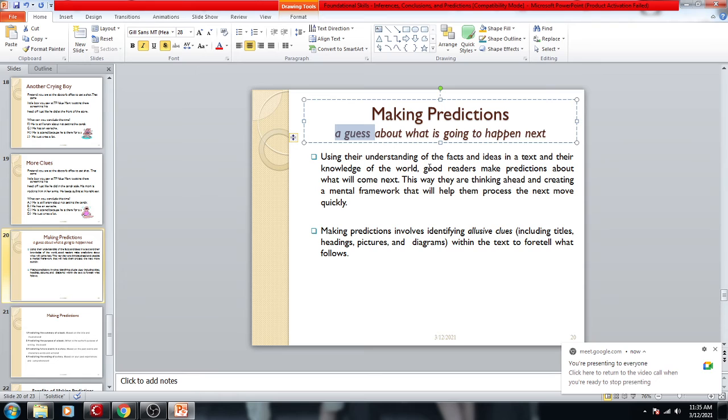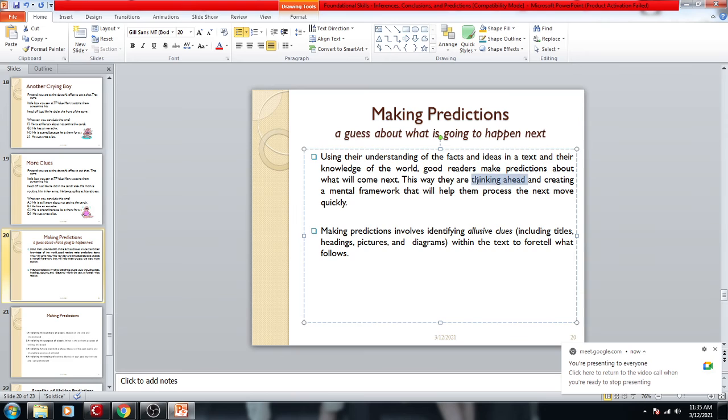So using their understanding of the facts and ideas in a text and their knowledge of the world, good readers make predictions about what will come next. This way they are thinking ahead and creating a mental framework that will help them process the next move quickly. Making predictions involves identifying clues, including titles, headings, pictures, and diagrams, within the text to foretell, to tell in advance, to predict, in other words, what follows.